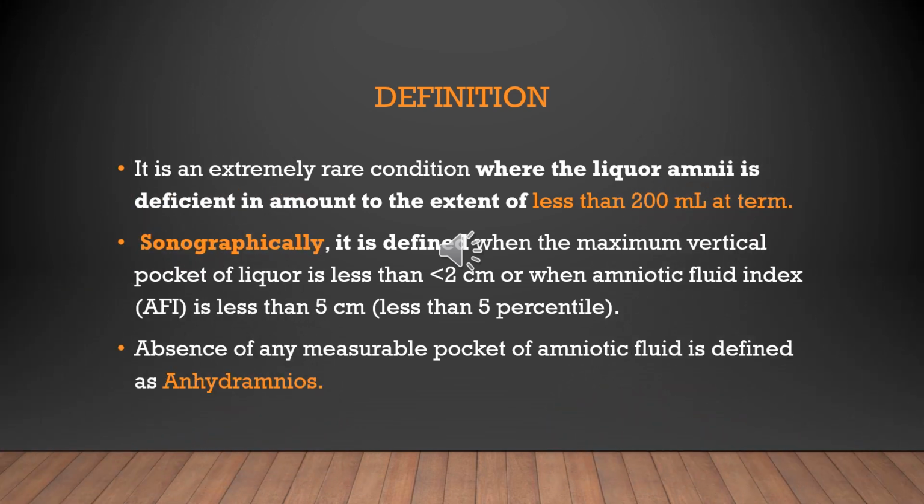So let's see the definition of oligohydramnios. It is a rare condition where the liquor amnii is deficient in amount, to the extent of less than 200 ml at term. In the last lecture, in polyhydramnios it was more than 2000 ml, and in this it is only less than 200 ml. Sonographically, if AFI is less than 5 centimeter, then we call it oligohydramnios, and anhydramnios means there is no pocket of amniotic fluid, that means no liquor.